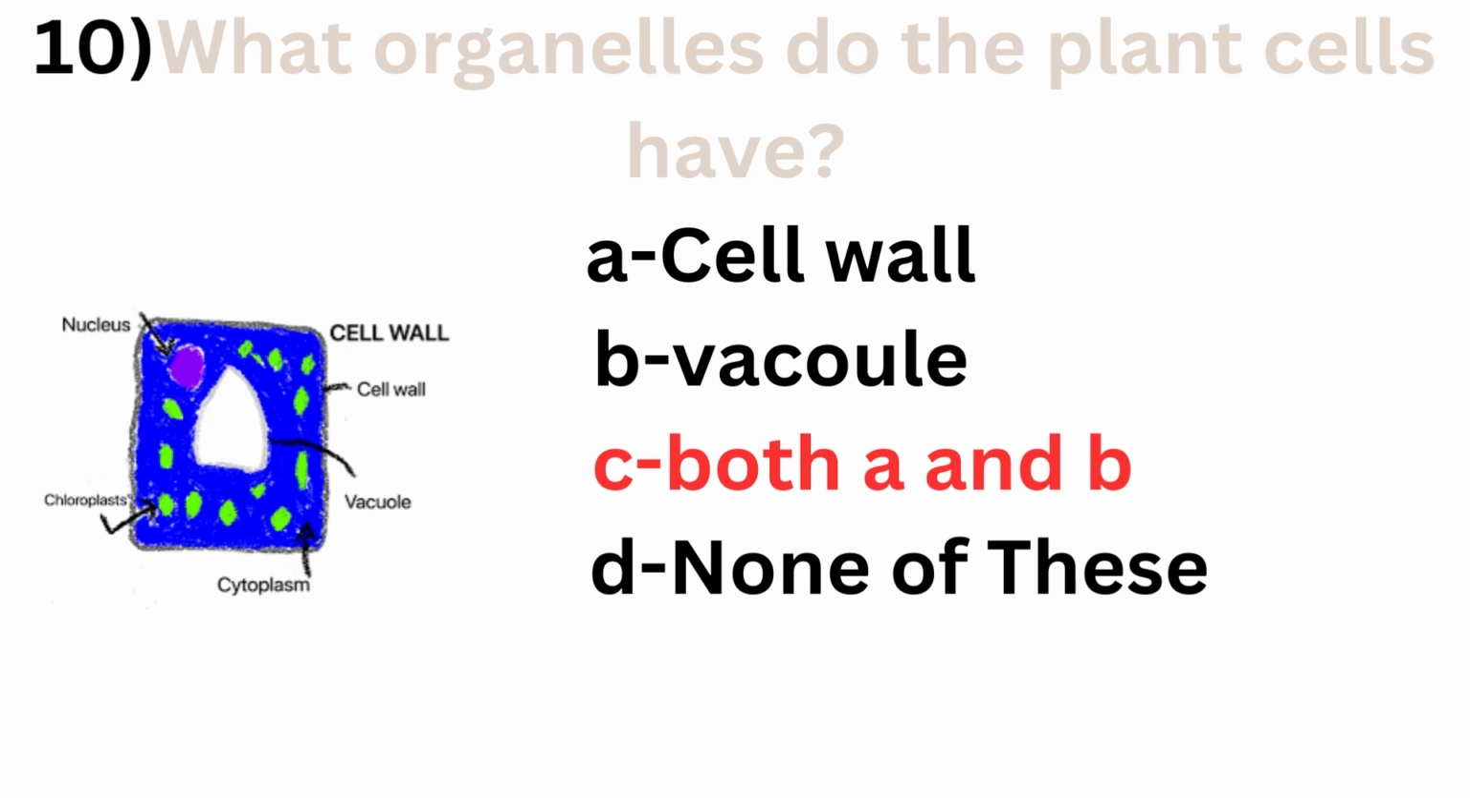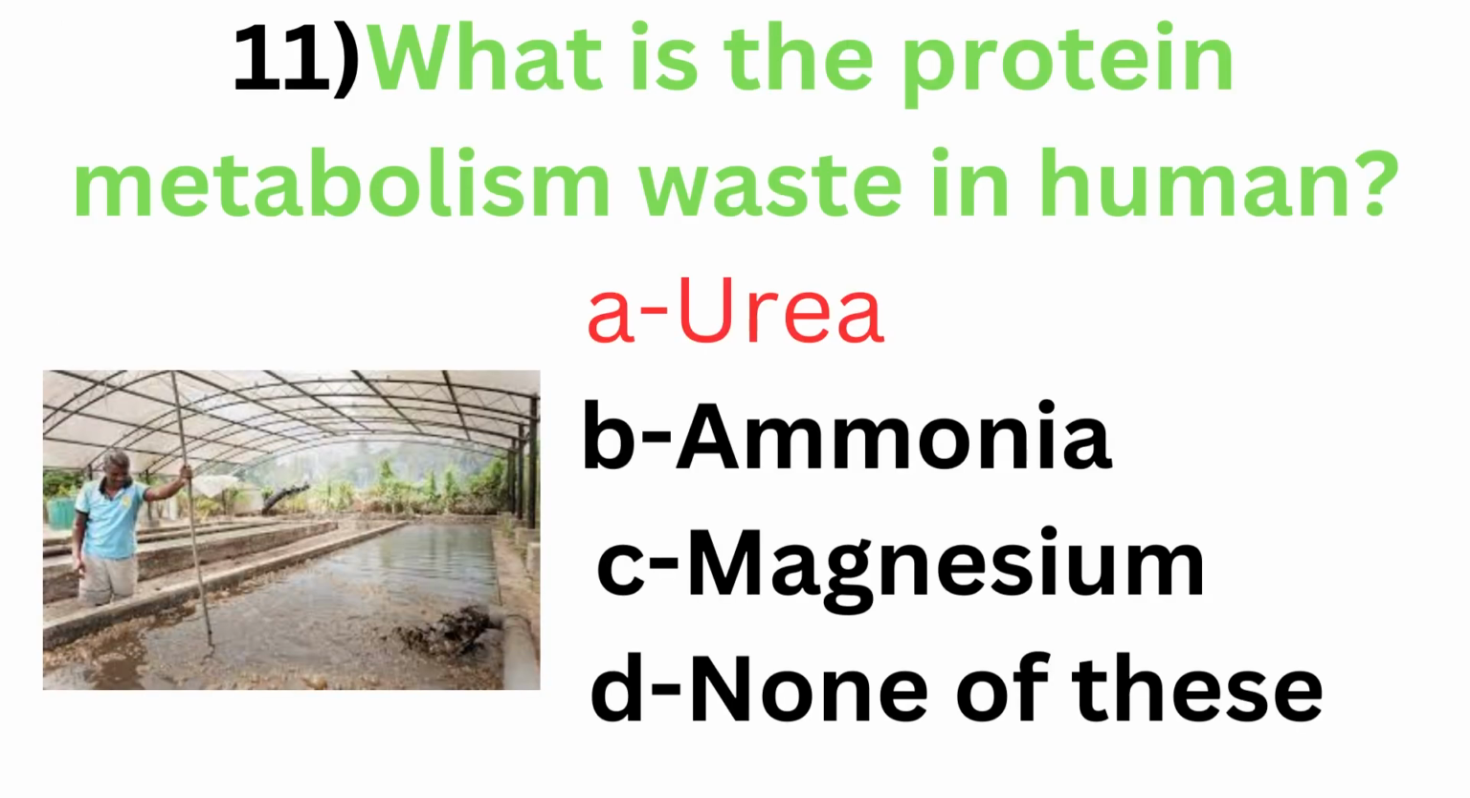And which organelles does the plant cell have? So the plant cell has a cell wall as well as a vacuole. Cell wall gives protection while vacuole helps in storing food. And xylem supplies water and phloem supplies food in the plant body. And what is the protein metabolism waste in humans? So urea is the protein metabolic waste in the human body.